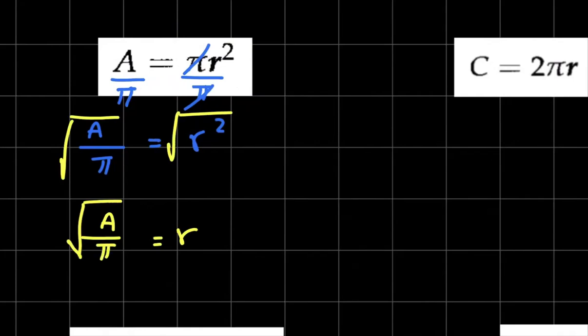But we need to get r. So how to cancel the square? As we mentioned, we will take the square root of both sides. The square root here gives r equals how much? r equals the square root of A over pi.